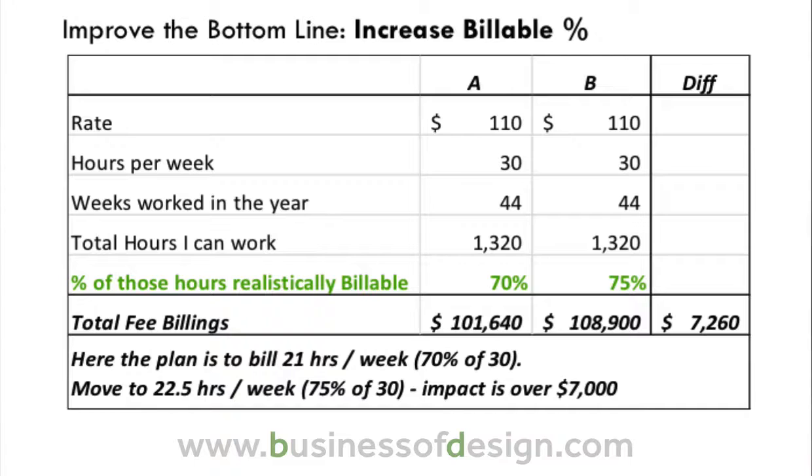What if they improve that to 75% of the time, which is only an hour and a half a week? At 70% of 30 hours, they're billing 21 hours a week. If they improve that efficiency by 1.5 hours a week to 22.5, that's a $7,000 improvement in the fees.